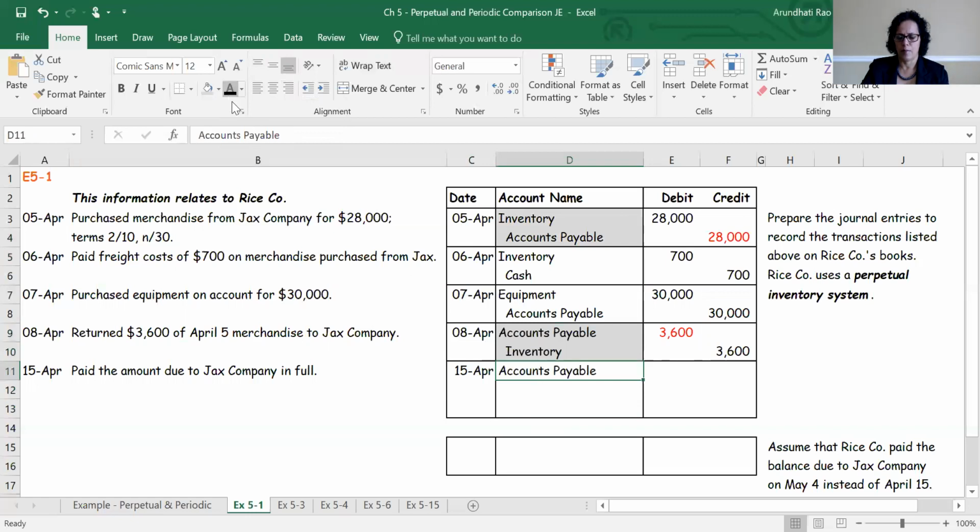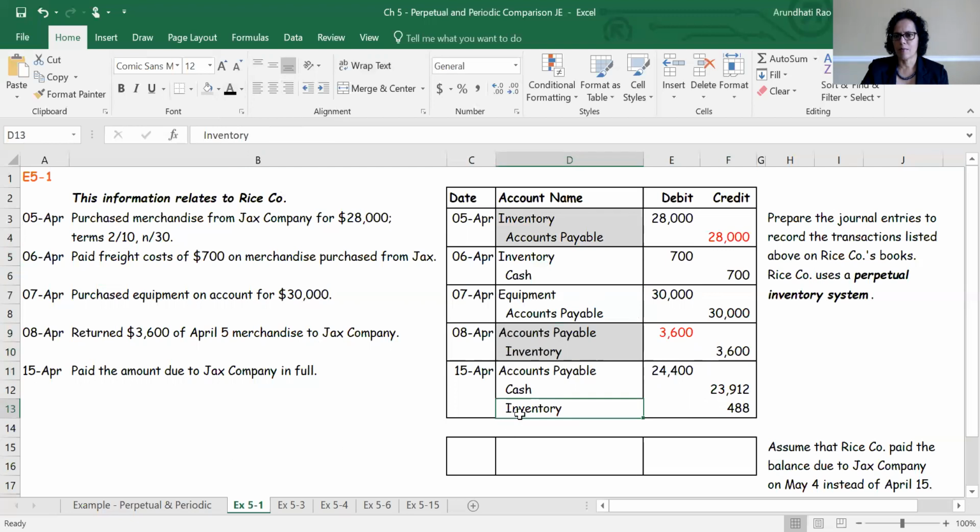Accounts payable, debit, because I'm paying it off. 28,000 minus 3,600. 24,400 is the accounts payable that's being settled in full. I'm entitled to a 2% discount, which means I'm going to pay 98% of the amount I owe. So cash is going to be credited for 23,912. And the 2% discount I get, that's 2% of 24,400, that amount will be credited to inventory.